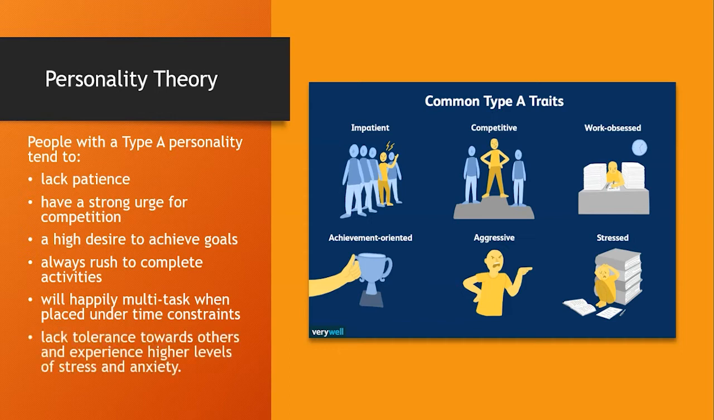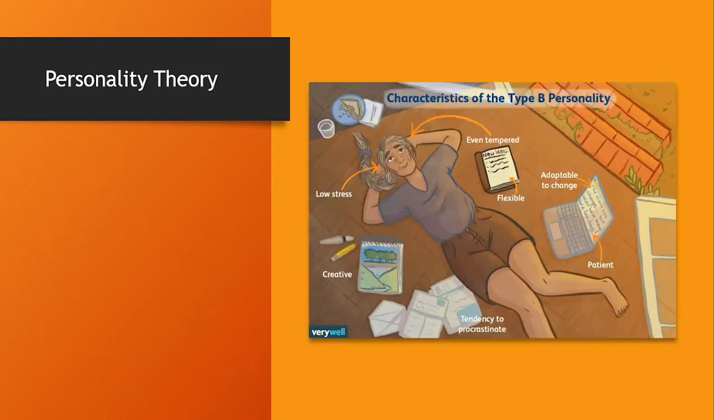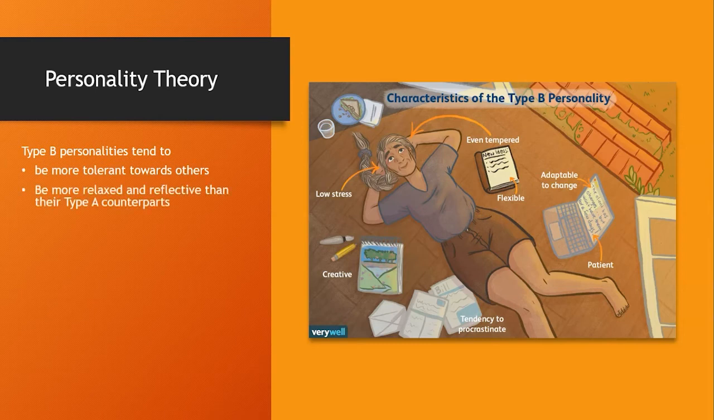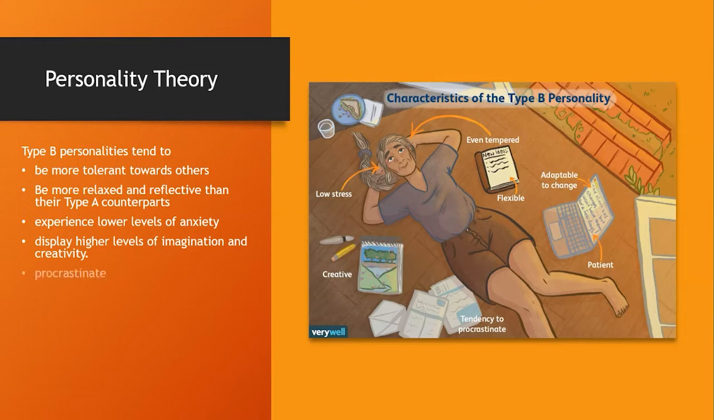However, this also leads to people tending to lack tolerance towards others and experience high levels of stress and anxiety because they put too much work on themselves. The opposite of this would be type B personality. Type Bs tend to be more tolerant towards others, more relaxed, and they reflect more than their type A counterparts. They experience lower levels of anxiety and higher levels of imagination and creativity.